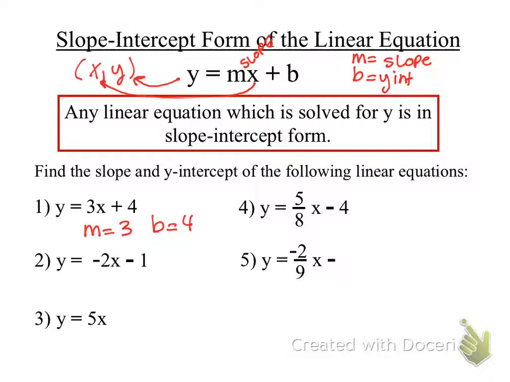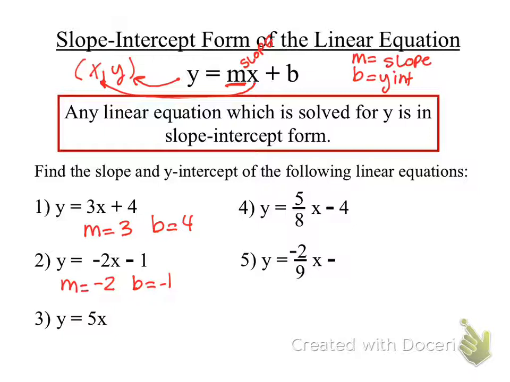What would be my slope, Nicole? Your slope would be -2. Good. The m always comes before the x. And the y-intercept, Grant? B equals -1. Okay.